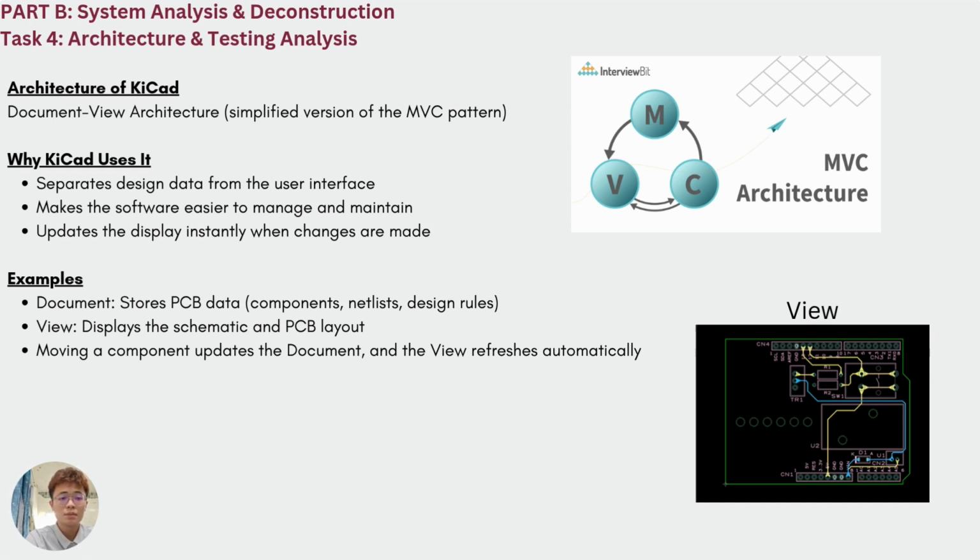When the user performs an action such as moving a component on the board, the change is first applied to the document. After that, the view automatically refreshes to reflect the updated state. This ensures that the data and the display stay consistent at all times. This separation between data and interface makes KiCad easier to maintain, improves system organization, and allows users and developers to update or extend the features without affecting the core design data.